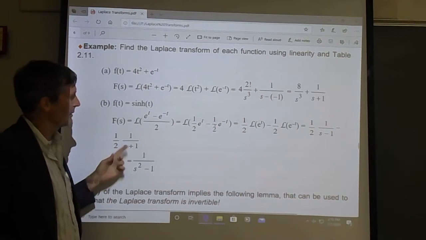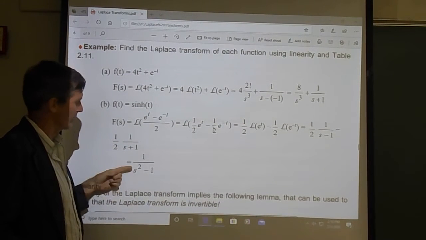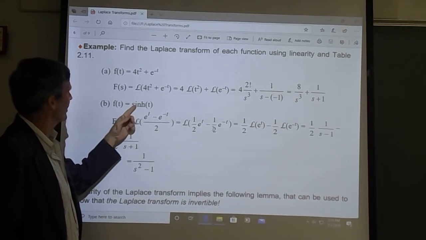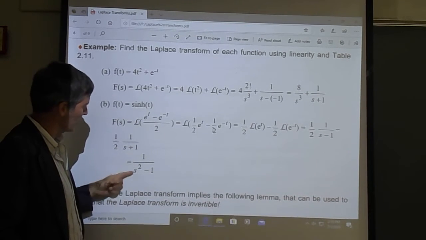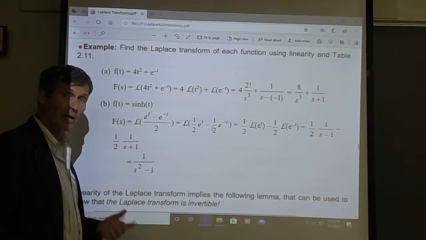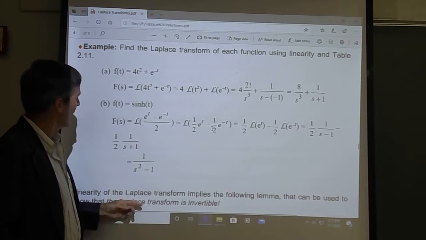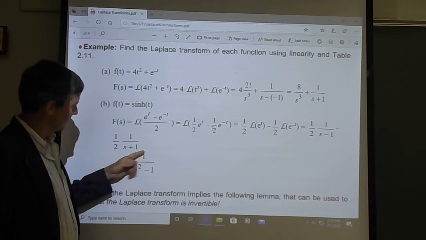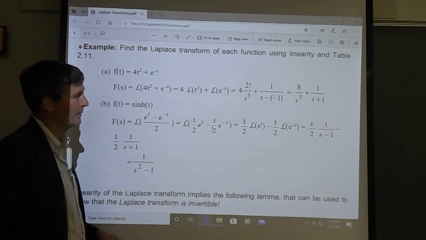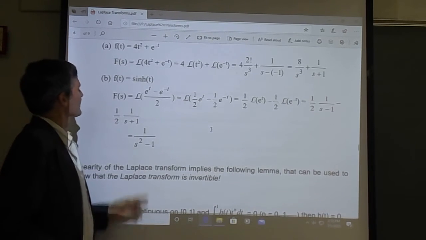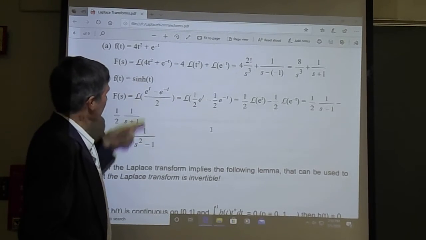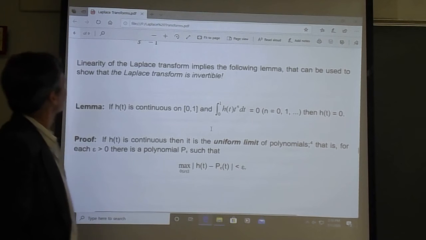And if you put these over a common denominator with algebra, it's 1 over s squared minus 1. So there's the Laplace transform of sinh. It's 1 over s squared minus 1. It looks a lot like the transform of sine, actually, if you think about it. It was 1 over s squared plus 1 in that table. So the transforms of sinh and sine are so similar, maybe you want to memorize this one. I don't know. Some people do.